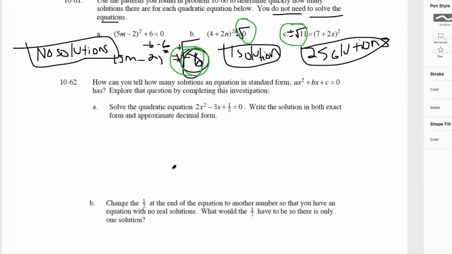1062, how can you tell how many solutions an equation in standard form, ax squared plus bx plus c equals 0, has? Explore that question by completing this investigation. Solve the quadratic equation. Write the solution in both exact form and approximate decimal form. Quadratic equation. Messy, messy, messy. So let's check this out here.